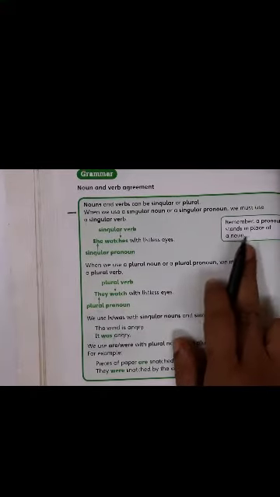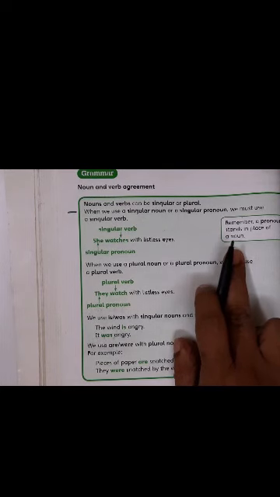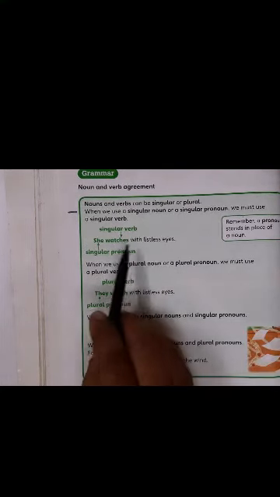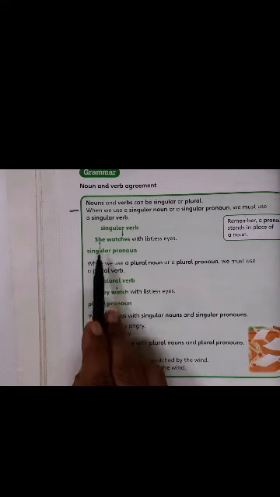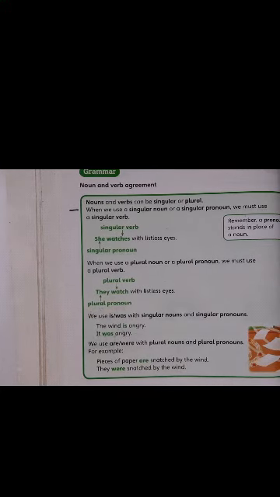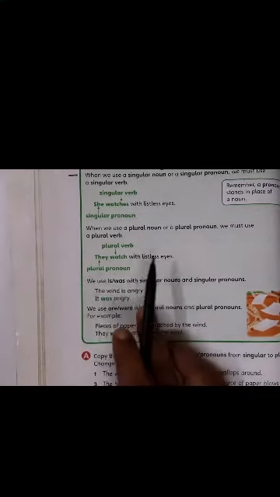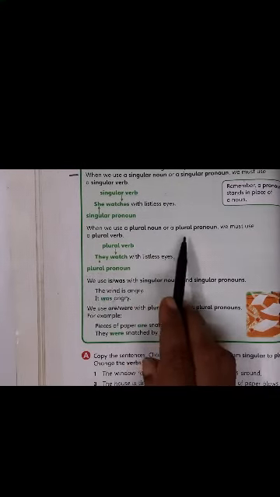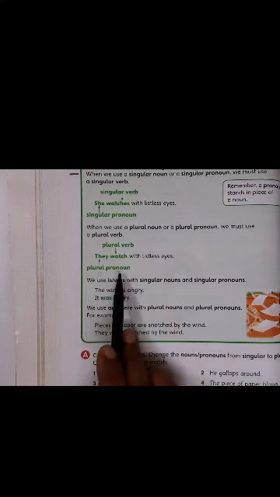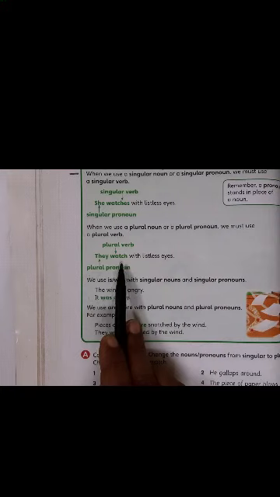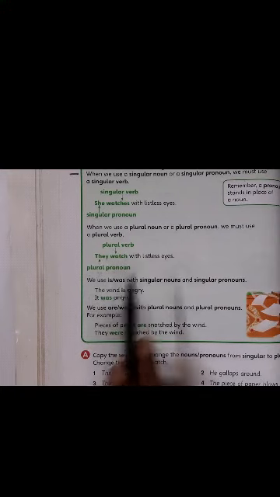Now remember, a pronoun stands in place of a noun: he, she, they, we. Now look here, children. She watches with listless eyes. Is it a noun or a pronoun? A pronoun, she. So she is a singular pronoun. Watches is a singular verb. When we use a plural noun or plural pronoun, we must use a plural verb. They watch with listless eyes. They is a plural pronoun, and the verb watch is also plural.